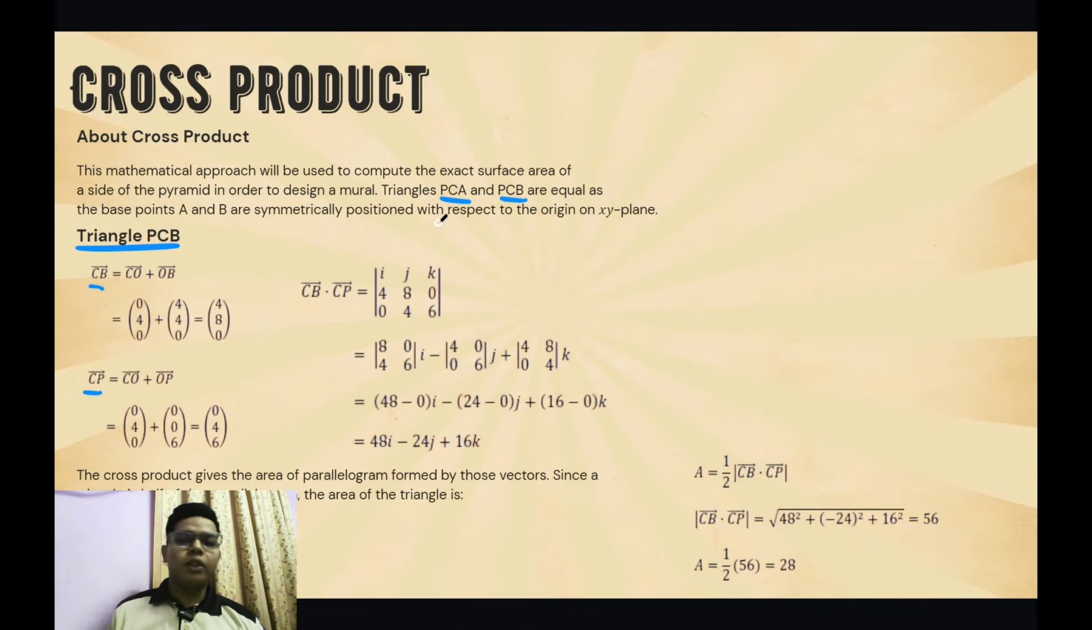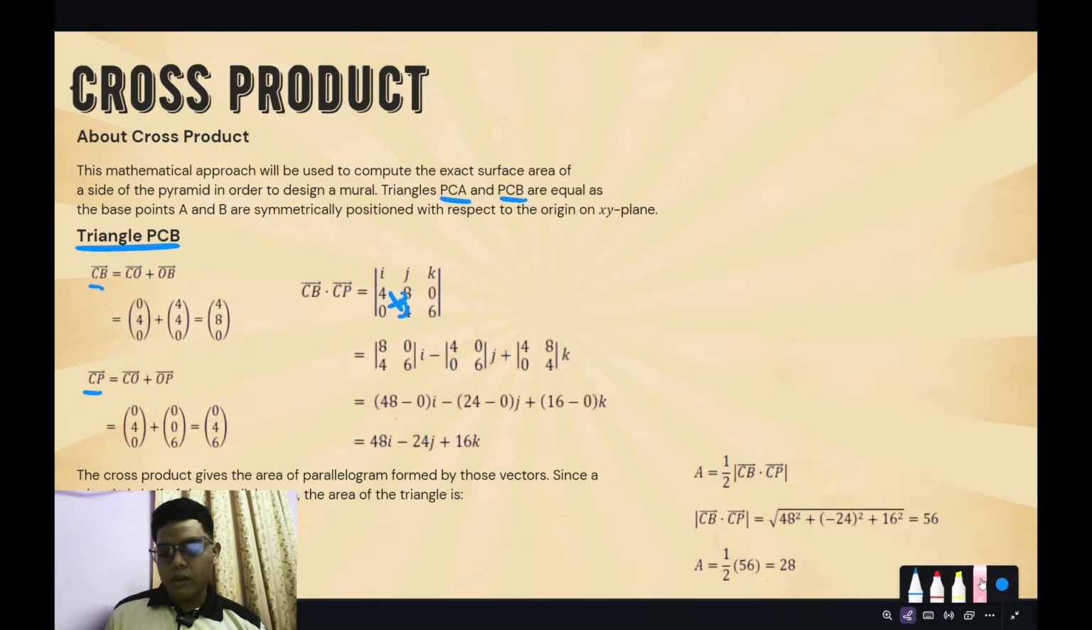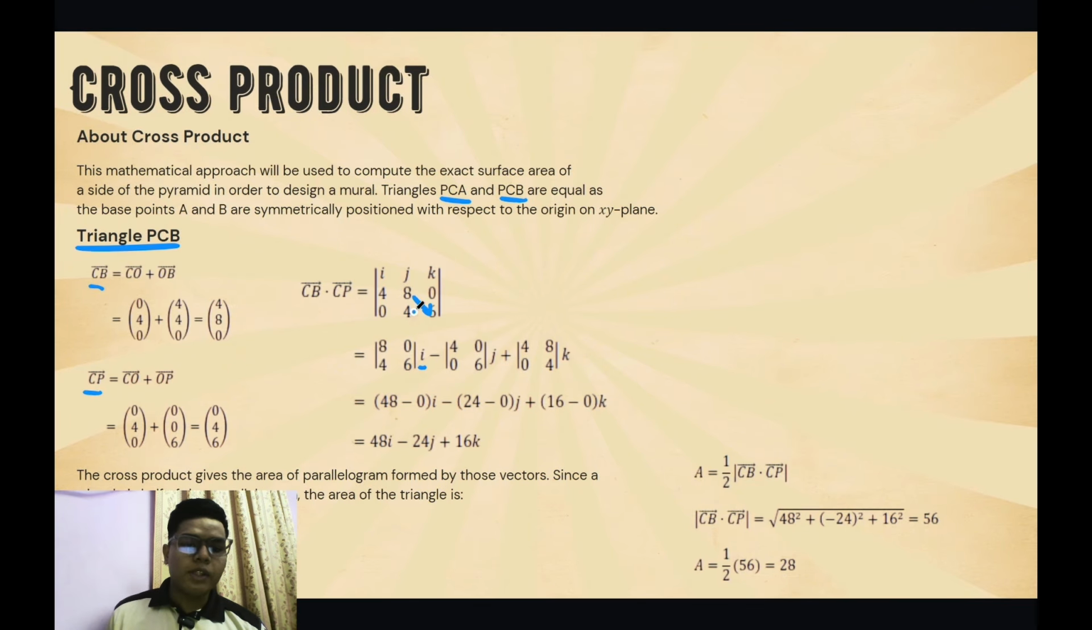So now with this vector, we can find our cross product. The cross product is of CB and CP, so we just cross it like this. For example, we want to find the i, so we need to cross the j and k components. 8 times 6 and 4 times 0. 8 times 6 is 48. 4 times 0 is 0.